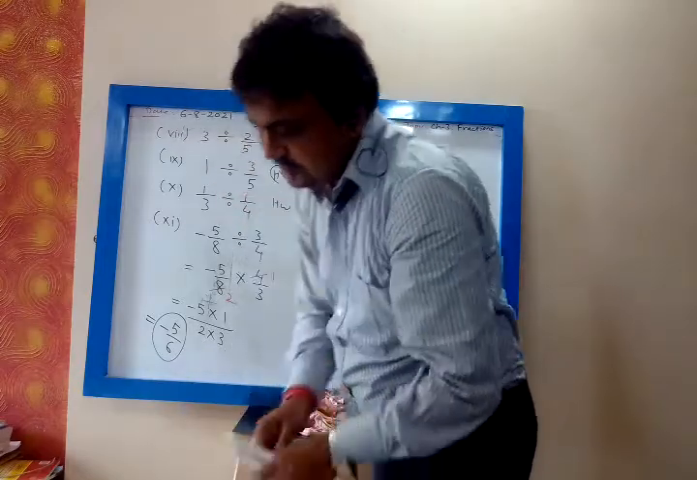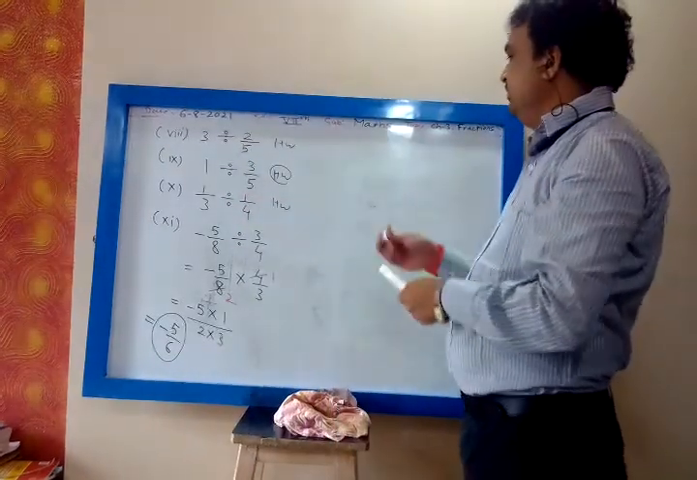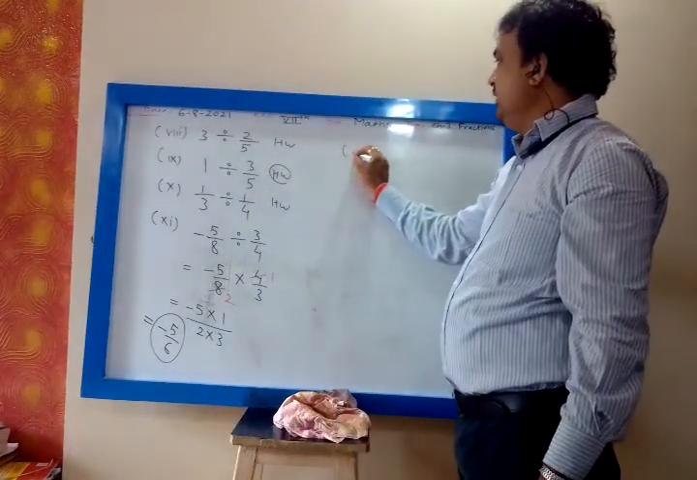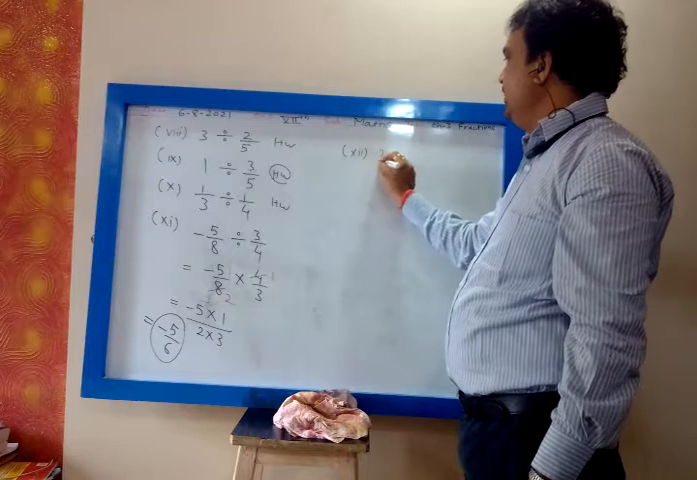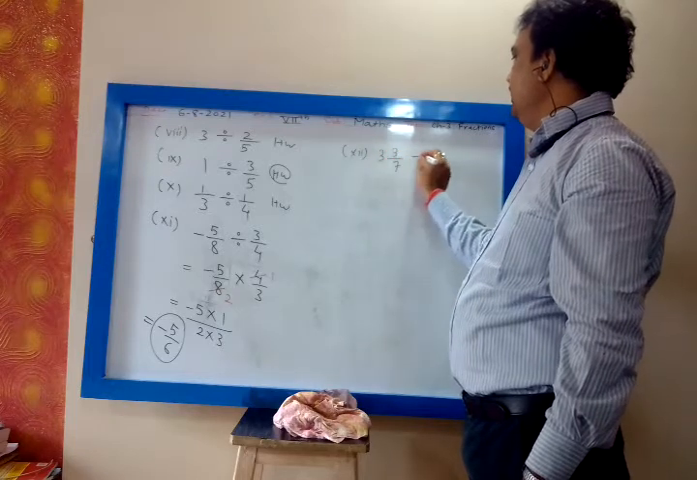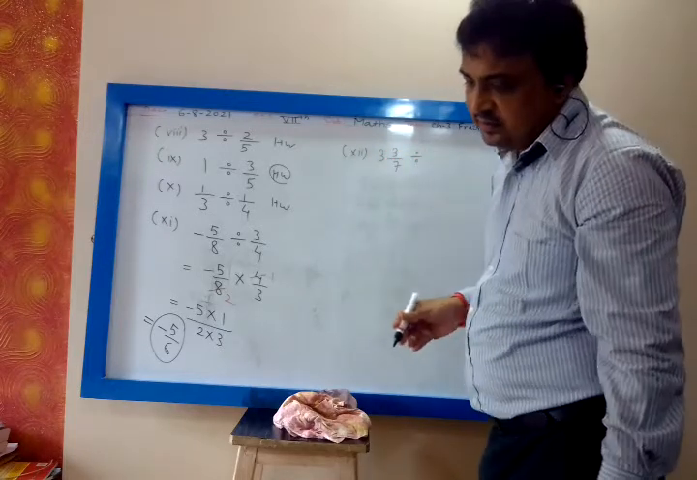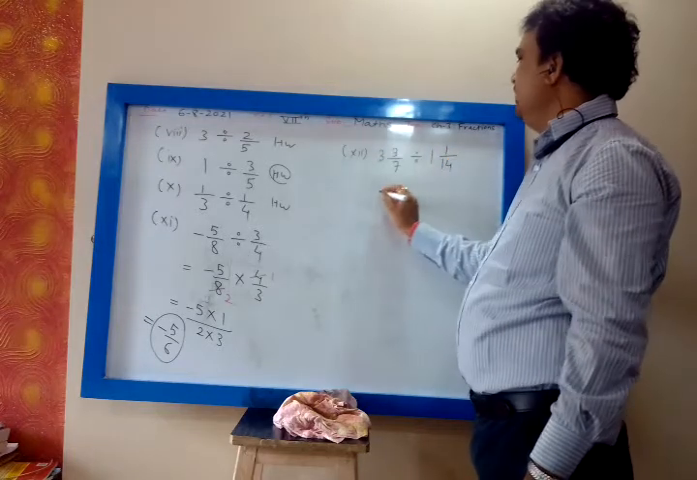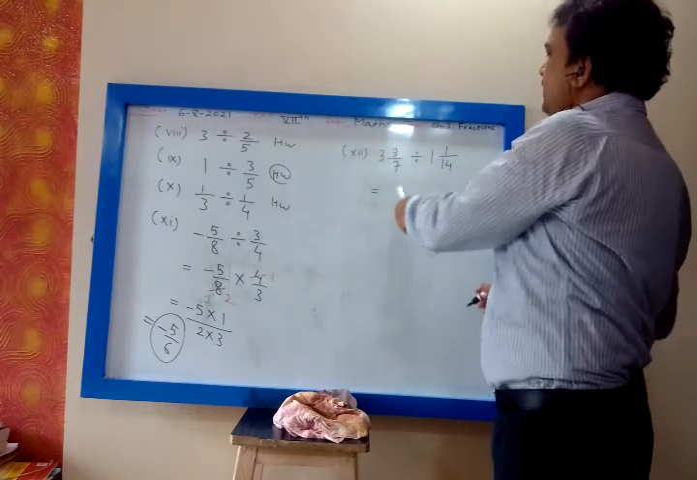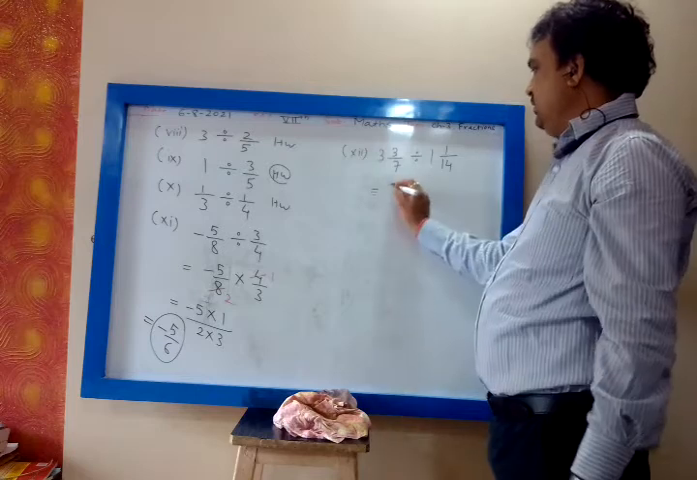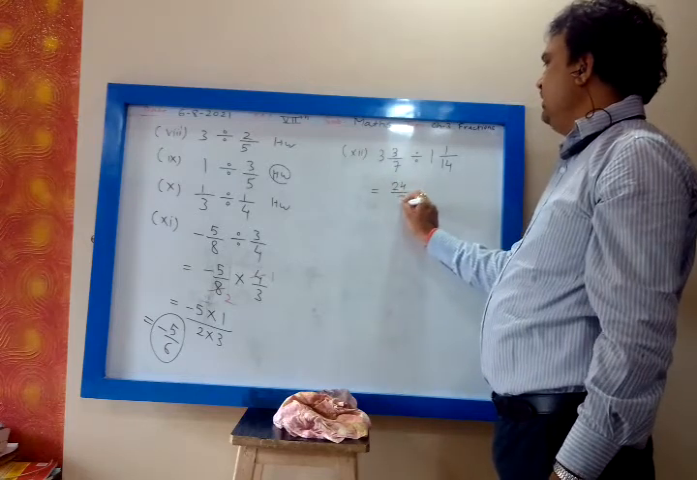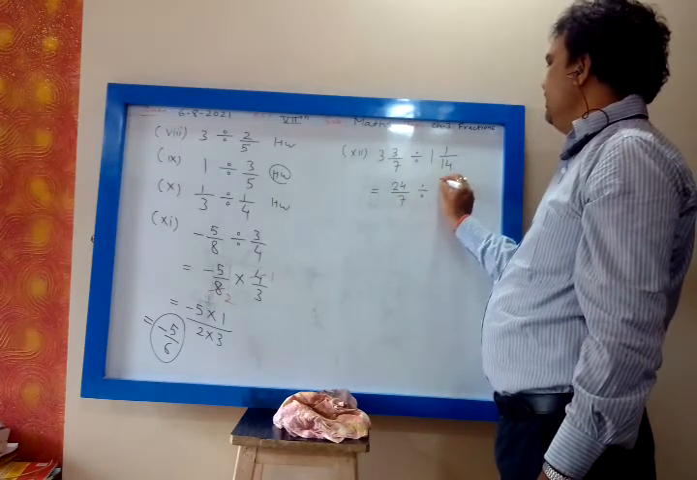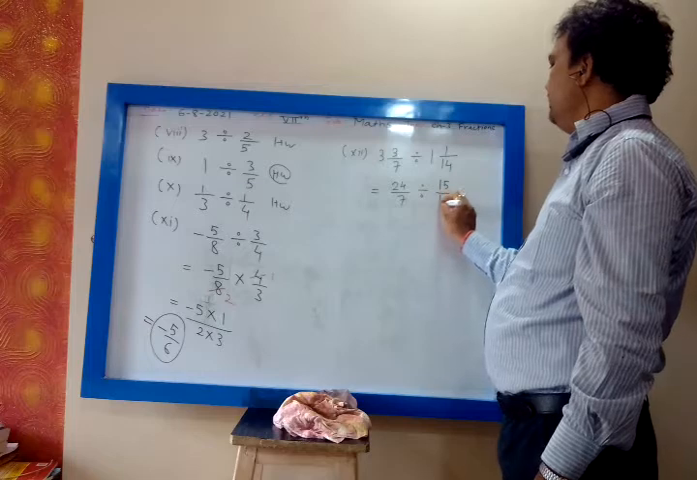Then the 12th one: 3 is to 3 by 7 divided by 1 is to 1 by 40. How will you solve? Let me tell you. 3 is to 3 by 7 means 24 by 7, divided by 15 by 40.